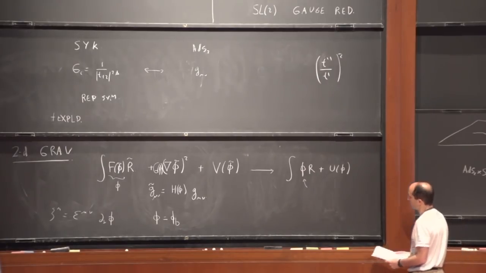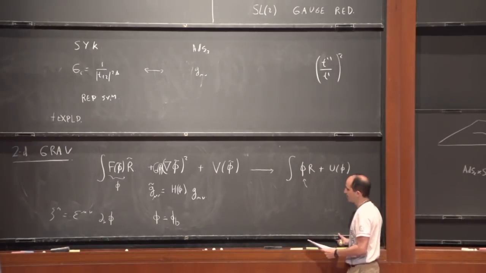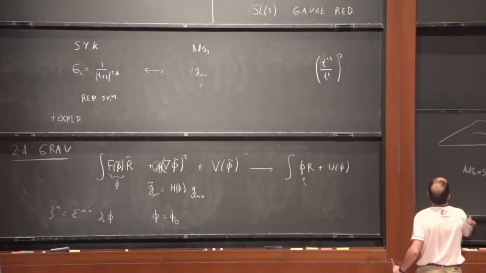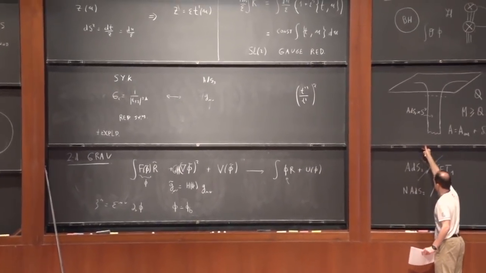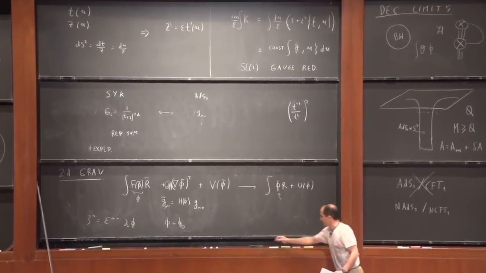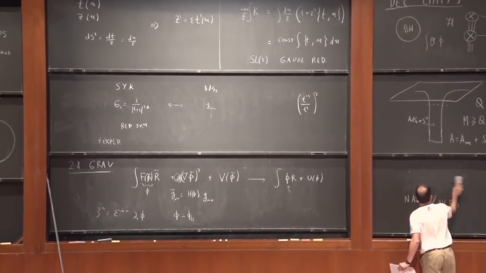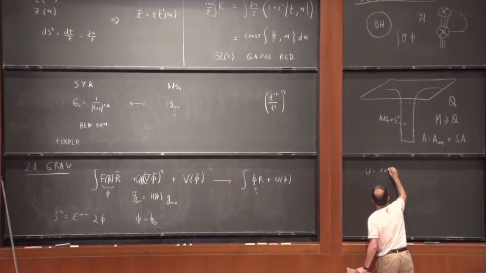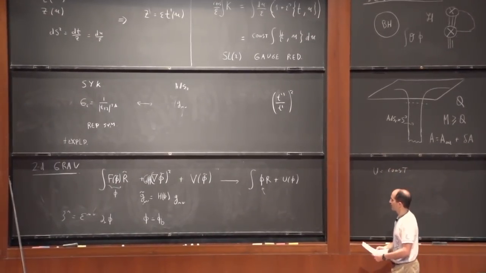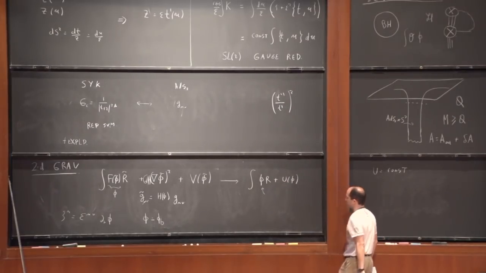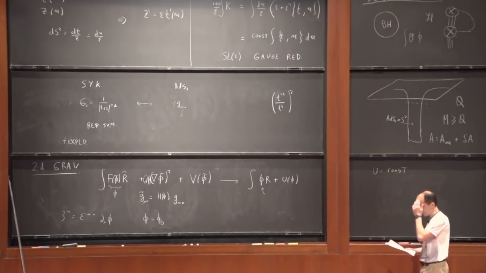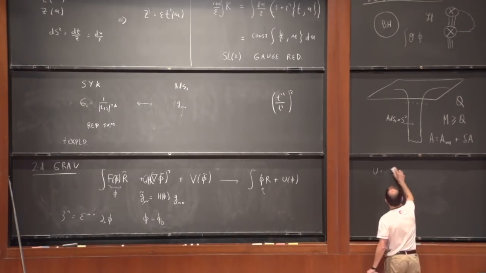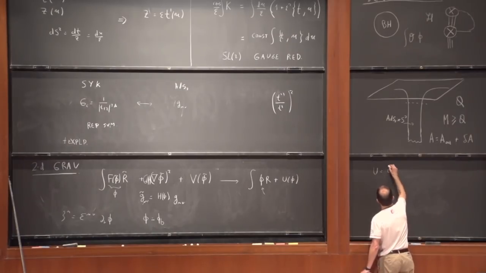But now, okay. So what are the simplest choices for U? The simplest choice is to say that U is constant, for example. And if you choose U to be constant, then that describes the near horizon geometry of an arbitrary black hole. And this is equivalent to some dilaton gravity theory that was studied in the 90s. That's not what we're going to do now. We're going to choose the next simplest choice, which is U equal to phi.